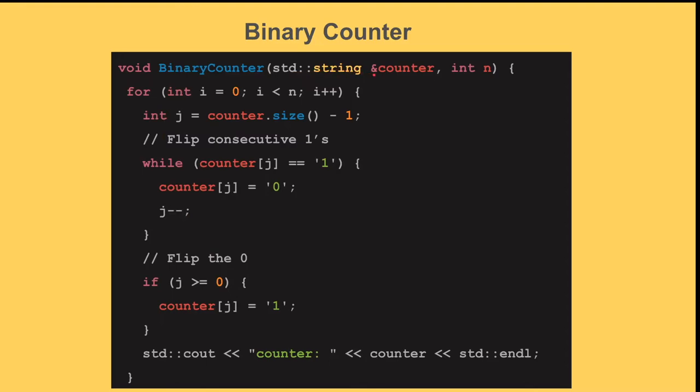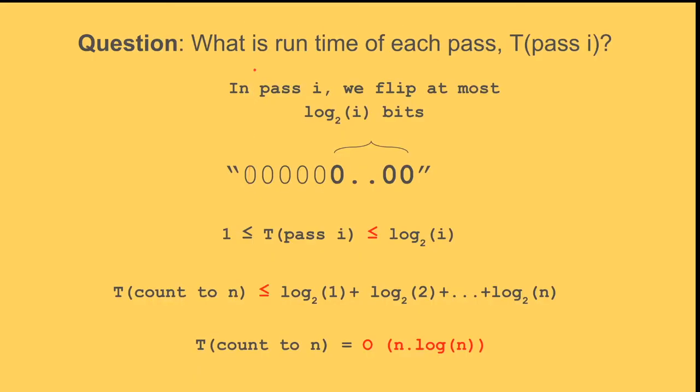Here's an implementation in C++. You can write in your favorite language, JavaScript or Python. Basically, you have a string and you have a for loop, and then you find the consecutive ones and flip them, and then you flip the last 0. Now, here, the outside loop, you have n passes, and inside every pass, you have this while loop, which counts the consecutive ones. So this outer loop repeats n times, but what about this inside loop? We don't exactly know how many times it's executed. And the question is, what is the runtime of each pass?